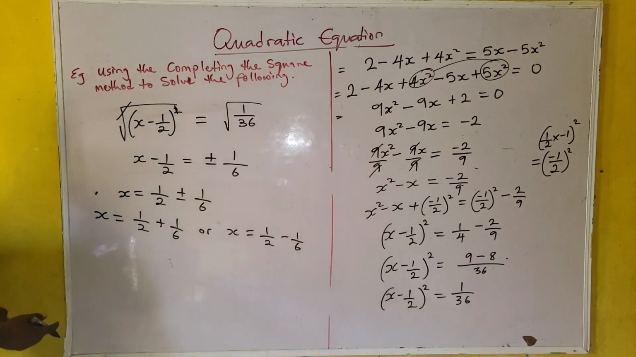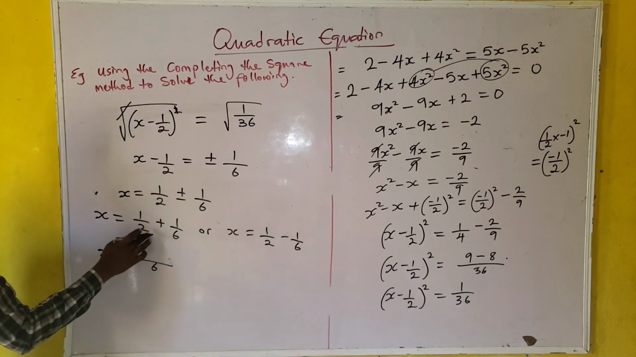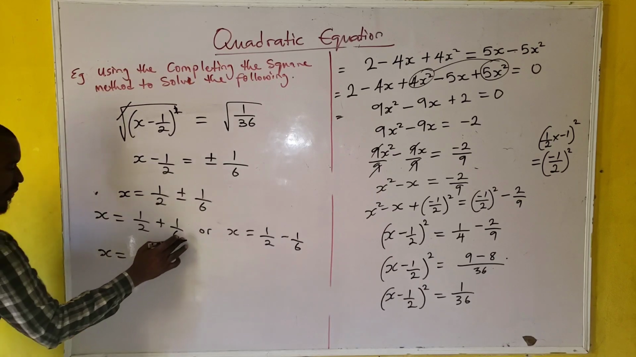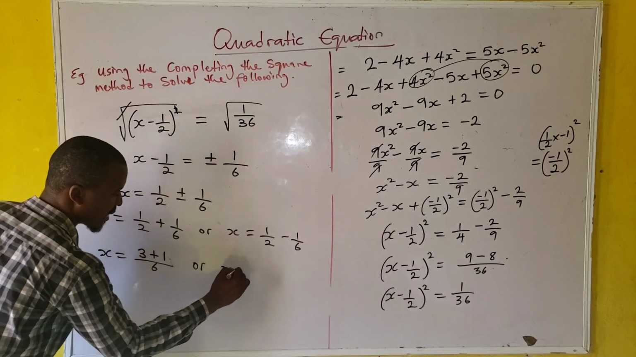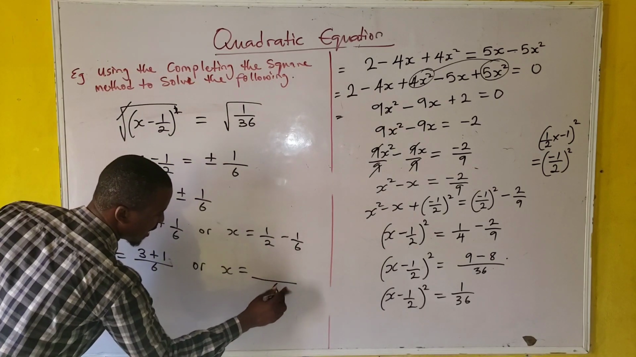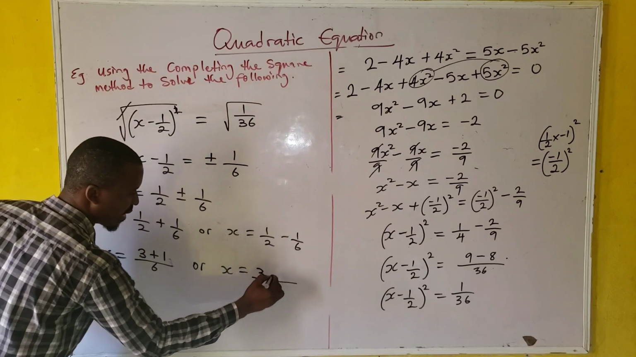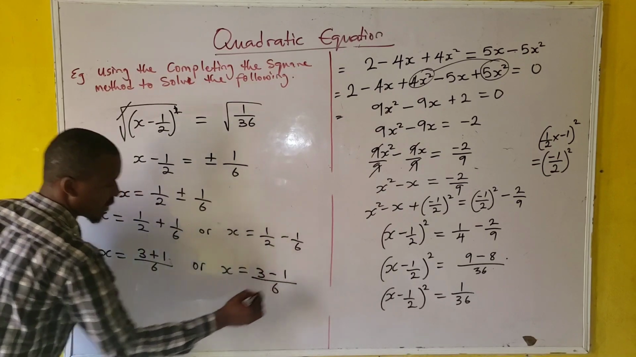So you simplify these fractions and get your value. So s equals to, LCM here is 6. 6 divided by 2 is 3. 3 times 1 is 3. Plus 6 divided by 6 is 1. 1 times 1 is 1. Or s equals to, LCM 6. 6 divided by 2 is 3. 3 times 1 is 3. Minus 6 divided by 6 is 1. 1 times 1 is 1.